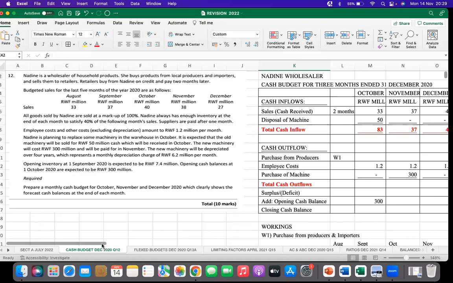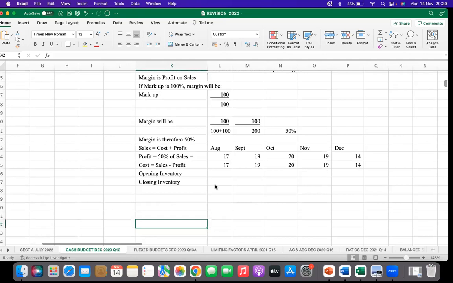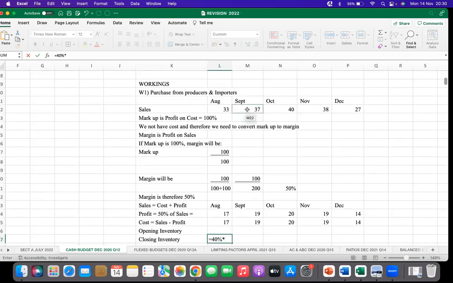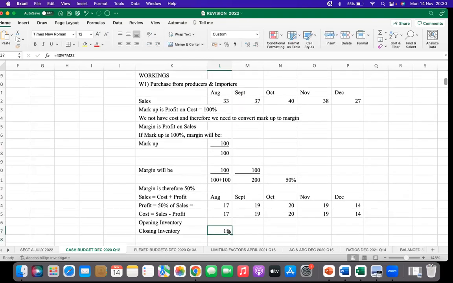So closing inventory at the end of each month is 40% of the next month's sales. So what is the next month's sales? 40% times the next month's sales. I'll drag that down.